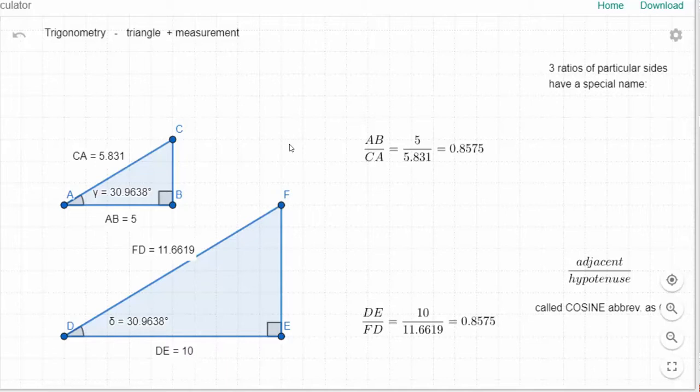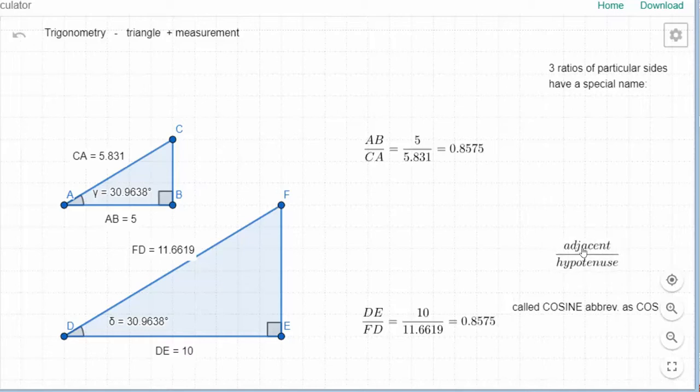So in this final introductory video, let's look at the third trigonometric ratio, which is called the cosine. It's abbreviated as COS, C-O-S. And it's defined as the adjacent length over the hypotenuse. So let's look at the examples we've used before. Here's our angle.